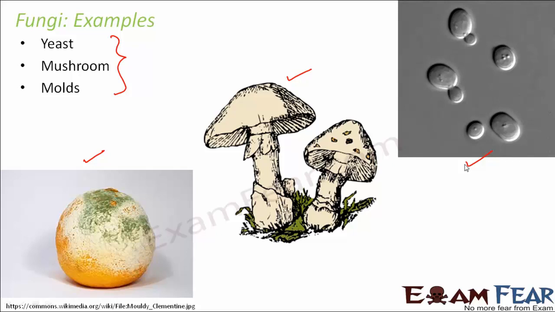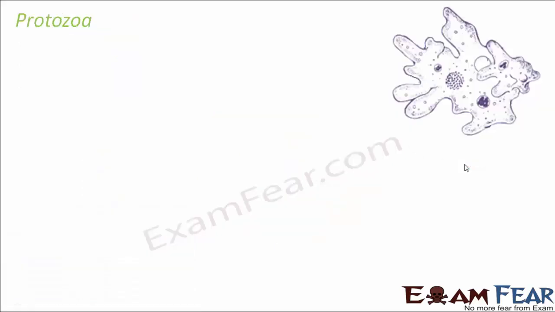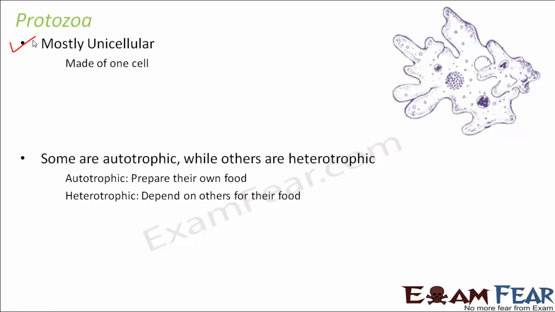So this was the second class. Now the third classification is protozoa. What are protozoa? These are those organisms which are mostly unicellular. So we cannot say that all of them are unicellular, but yes, most of them are. However, some of them might be multicellular as well. So unicellular, that is made up of one cell. So that one cell will perform all the functions in that organism.